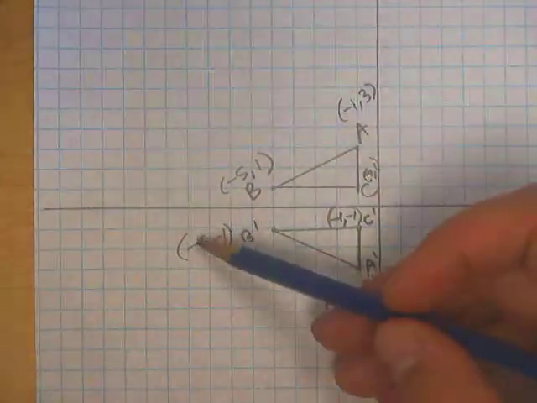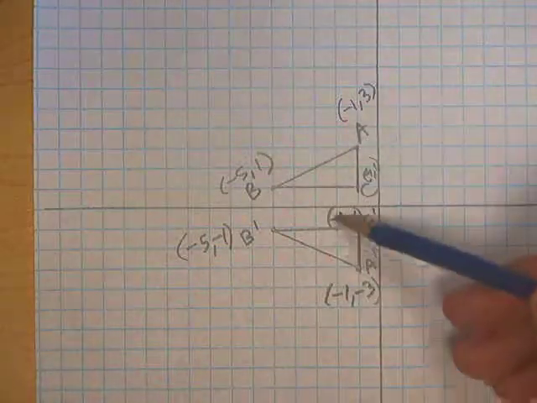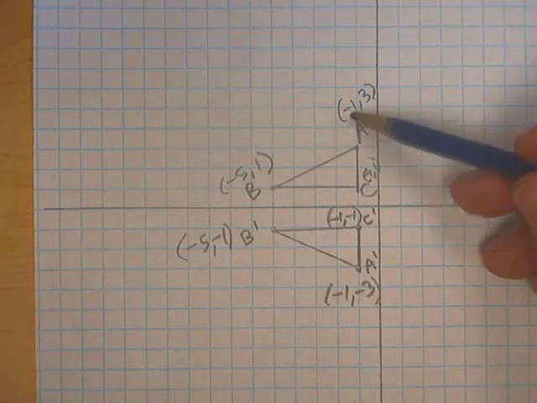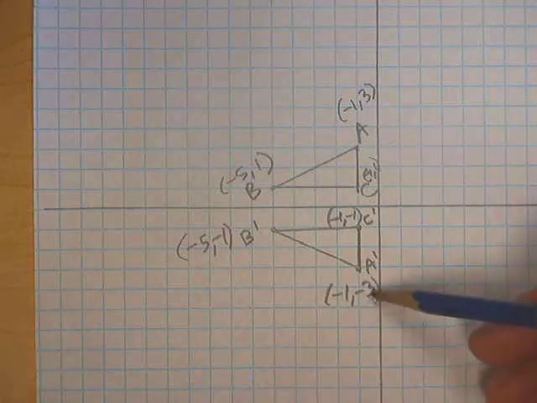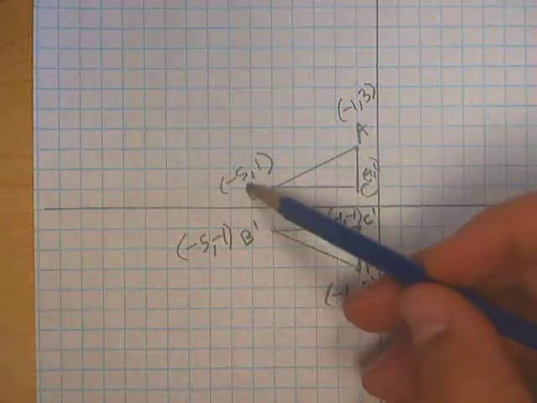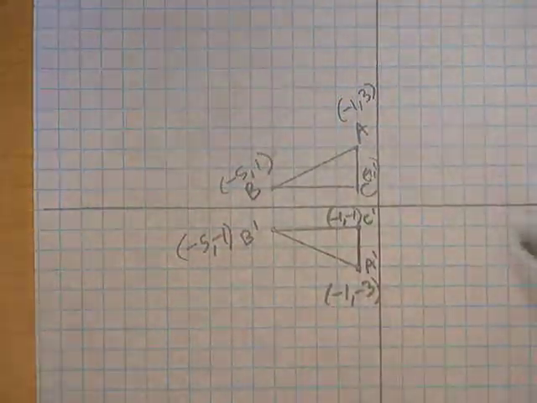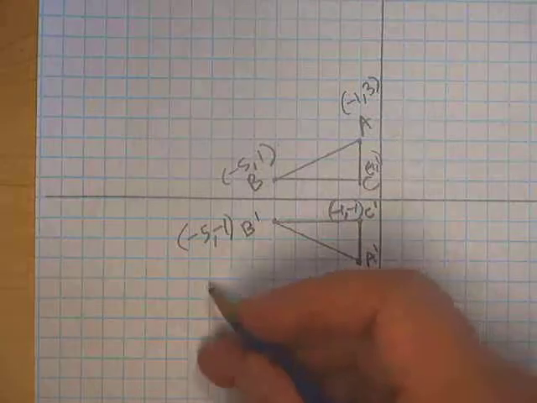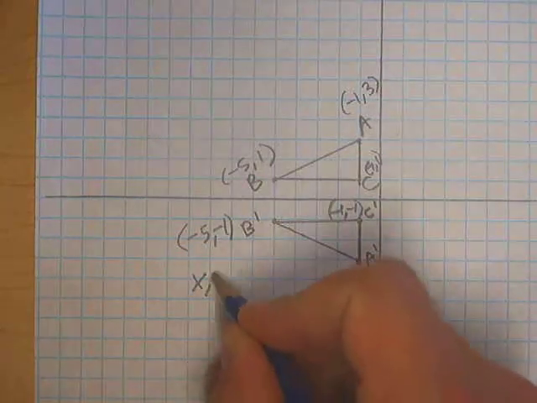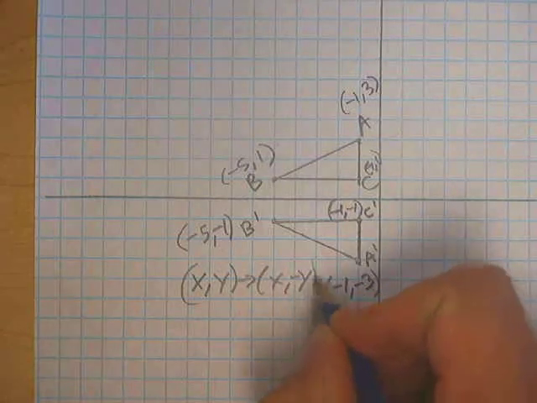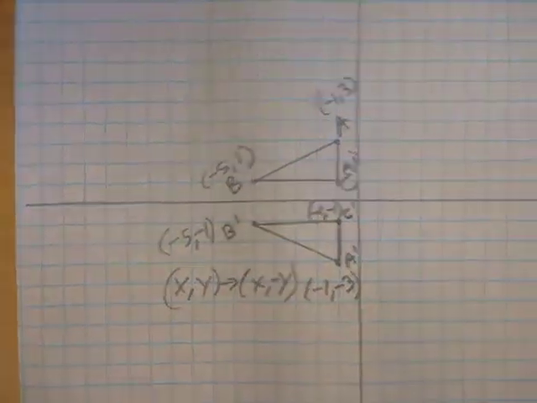Notice the difference. When I'm reflecting over the x-axis, the x stays the same. The y changes signs. So if you look at A is negative 1, 3, it changes to negative 1, negative 3. B is negative 5, 1, changes to negative 5, negative 1. So that's the difference. That's the formula. So when you're reflecting over the x-axis again, (x, y) goes to (x, negative y).